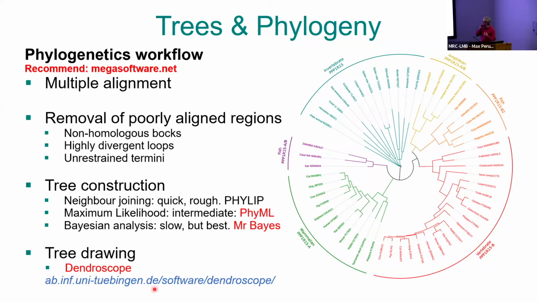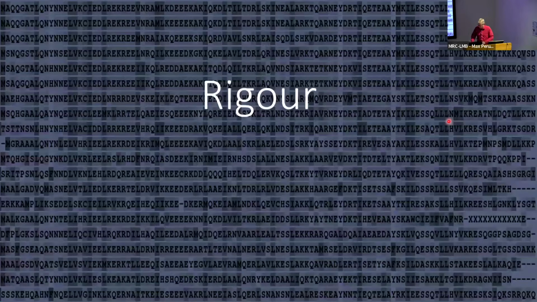Anyhow, this will construct a tree, but then you want the tree in a nice pretty picture. And I love Dendroscope for that. This generated this, which was for Anne Bertolotti, which shows everything in this very pretty form. Okay, so those are my recommendations there. All right, enough about tools.